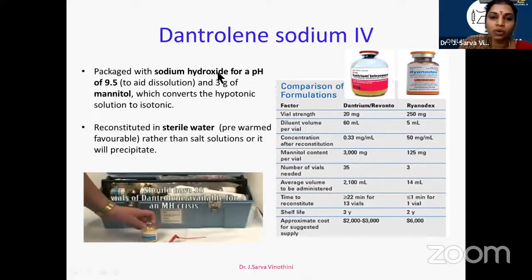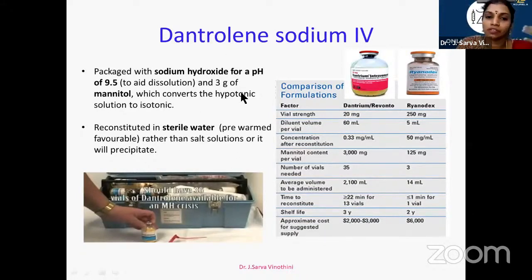Dantrolene is packaged with sodium hydroxide, with a pH of 9.5. Sodium hydroxide is used, and this high pH is mainly to aid dissolution of the dantrolene. And we have around 3 grams of mannitol in each vial, which converts the hypotonic solution to an isotonic solution. And this is reconstituted using sterile water and not using saline. Pre-warmed sterile water is better. That will aid dissolution of dantrolene.